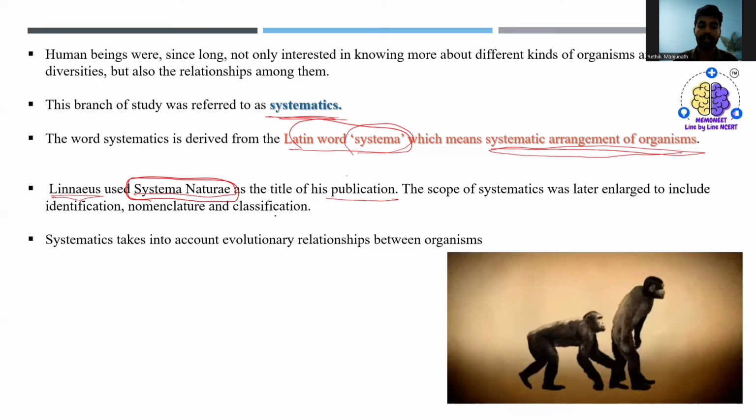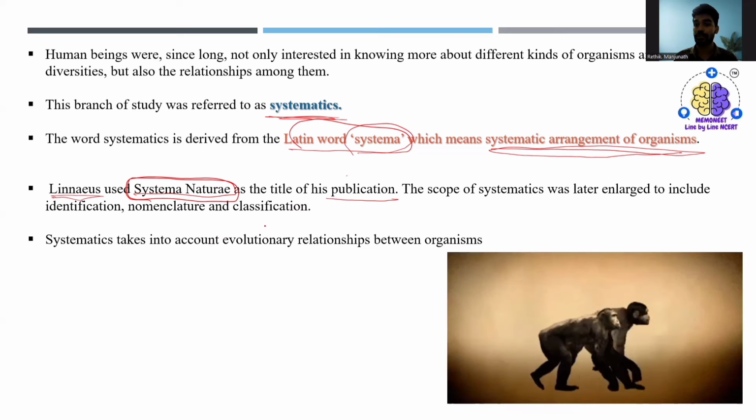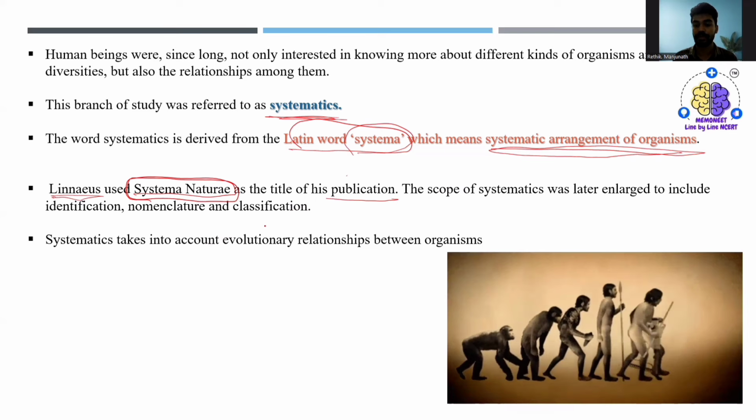The scope of systematics was later enlarged to include identification, nomenclature, as well as the classification part. In systematics, basically we are dealing with the evolutionary relationship between the living organisms also.